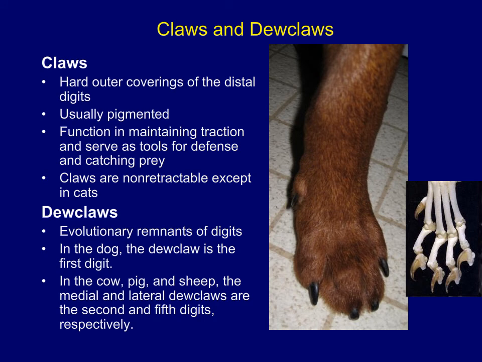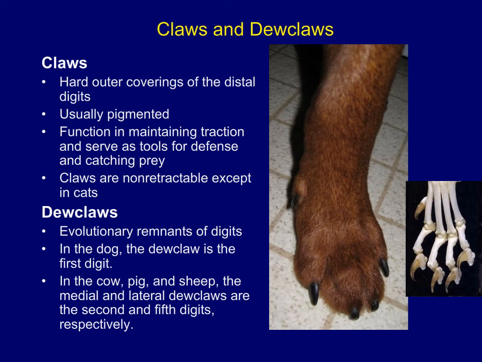Another accessory structure of the integument or skin are the claws. And of course, the claws are the very conspicuous hard outer coverings of the distal phalanges. They're made of keratin and they're usually quite pigmented, which can make it very difficult in clipping the nails and not hitting the quick. Now, the claws, of course, function in maintaining traction and also serve as a means to defend yourself, particularly in cats. Now, in cats, the claws are, of course, retractable, whereas in dogs, they aren't.